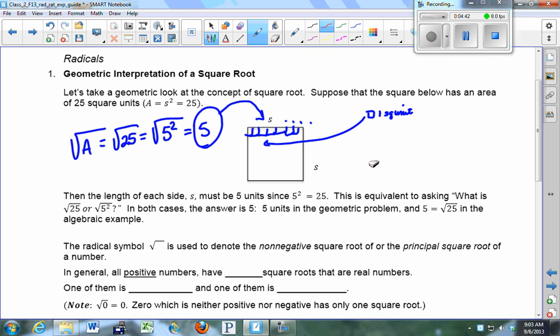Now notice, anytime you have a square and a square root, they undo each other. They are inverse operations. One undoes the other, just like when you're solving an equation and you add things to one side, or multiply both sides by the same thing, or divide. You're trying to undo what's happened. So the square root undoes the square.